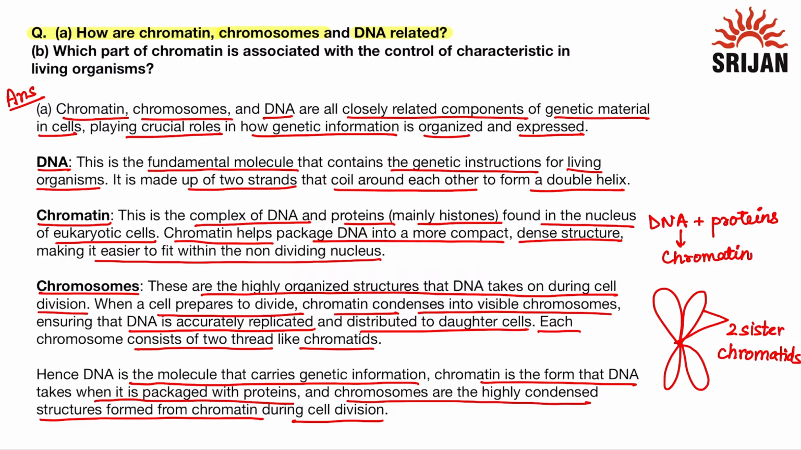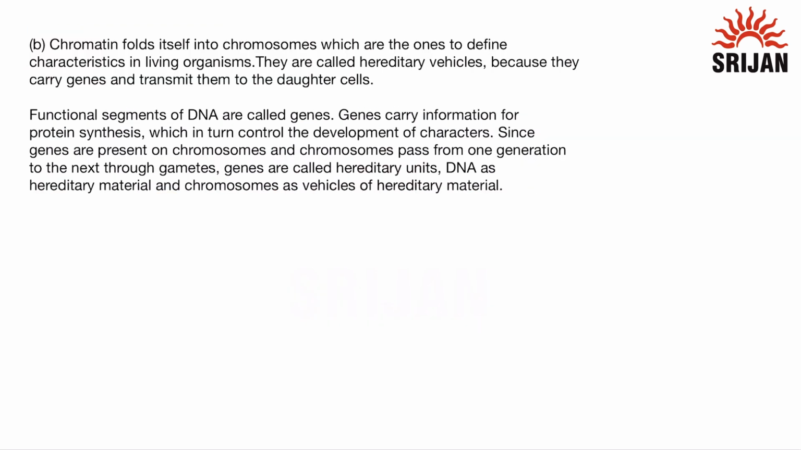Now let us read the next part of the question, which says, which part of chromatin is associated with control of characteristics in living organisms? Now let us read the answer to this question. So chromatin folds itself into chromosomes, which are the ones to define characteristics in living organisms. So when the cells divide, chromatin will condense itself into chromosomes and they define the characteristics in living organisms.